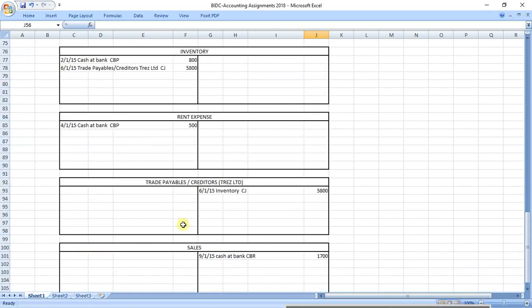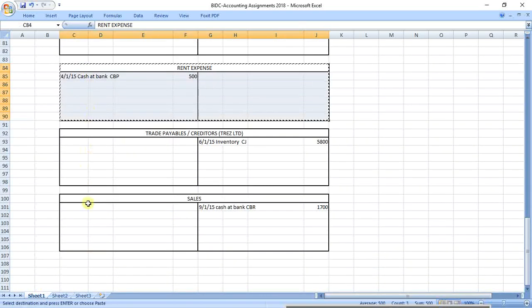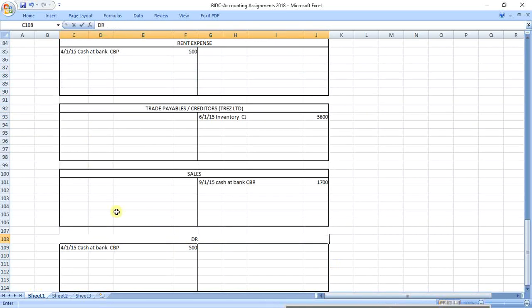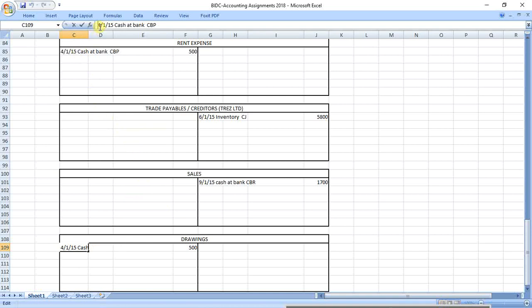Right, then we do need a T account, a different one, drawings. So let's drop a little T, heading drawings on the 12th, no, the 14th. Cash at bank, 700. Sorry. Okay. Perfect. Debit, cash at bank for drawings, CBP, perfect.